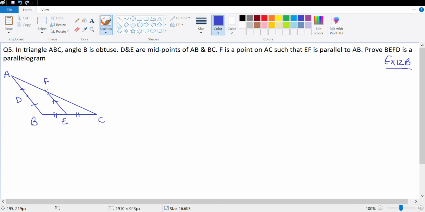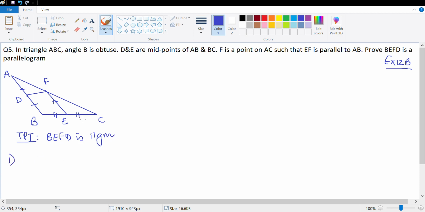We need to prove that BEFD. Let me join FD as well then. Perfect. We need to prove that BEFD is a parallelogram. We know we can prove it to be a parallelogram if at least one pair of opposite sides is equal and parallel. So BEFD is parallelogram. Good, let's see what we have.